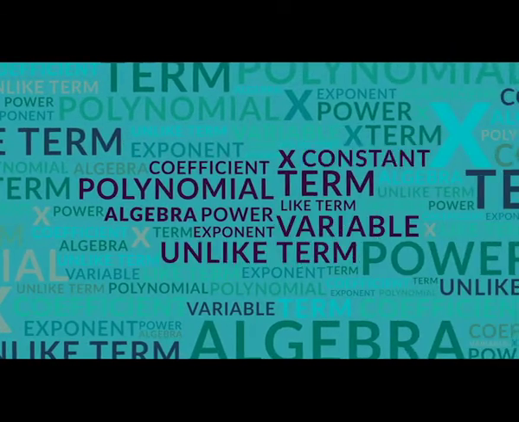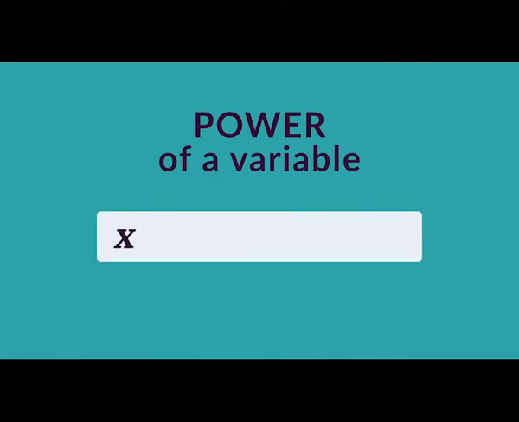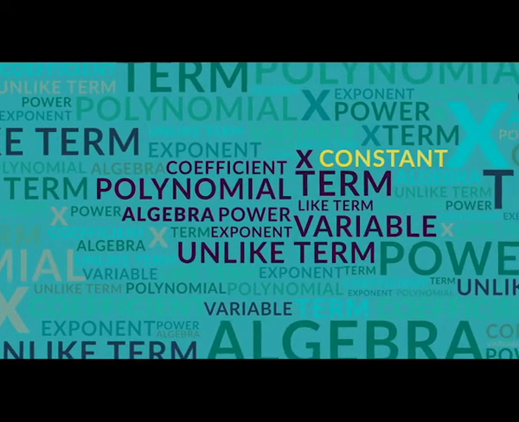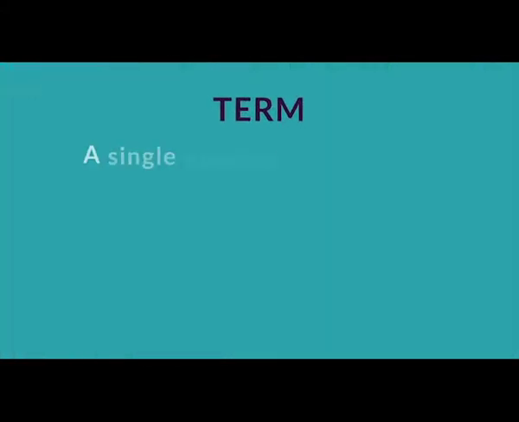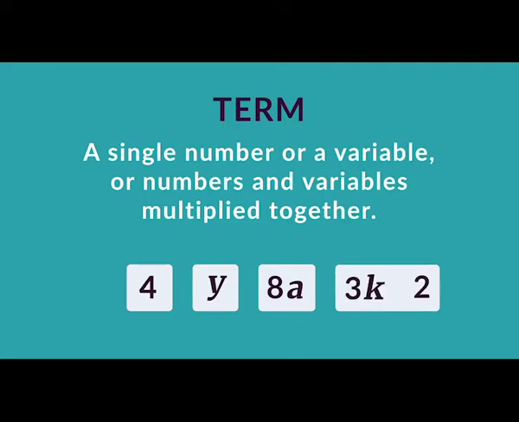If the coefficient of a variable is 1, we usually don't write it down. What is the exponent or power of a variable? The power of a variable tells you how many times the variable is multiplied. For example, x to the power of 4 is x times x times x times x. What is a term? In algebra, a term can be either a single number or a variable, or numbers and variables multiplied together. Also, if two separate terms are placed above and below a division line, they become one term.